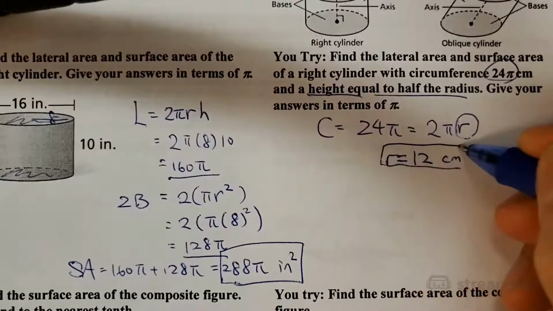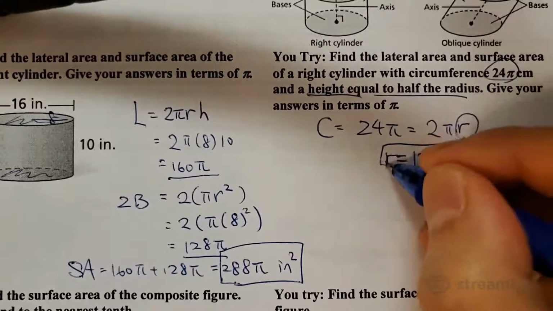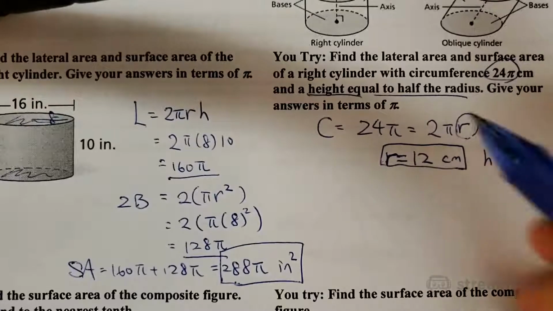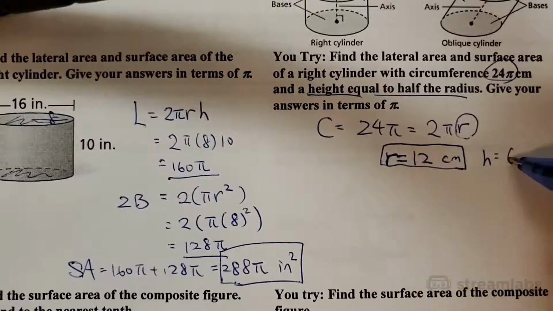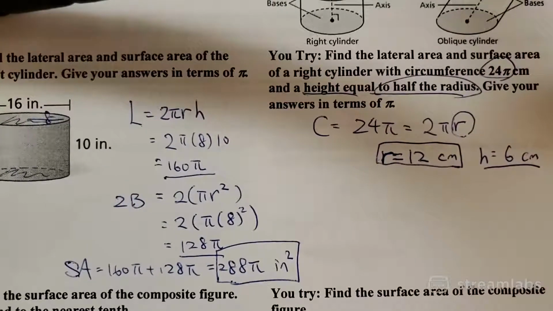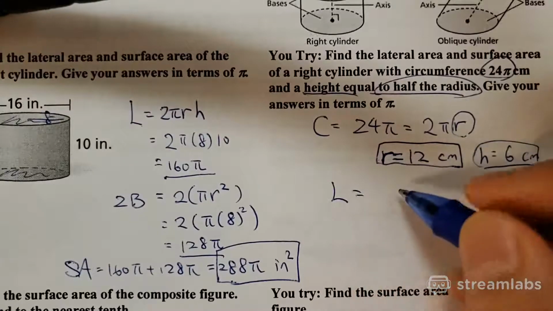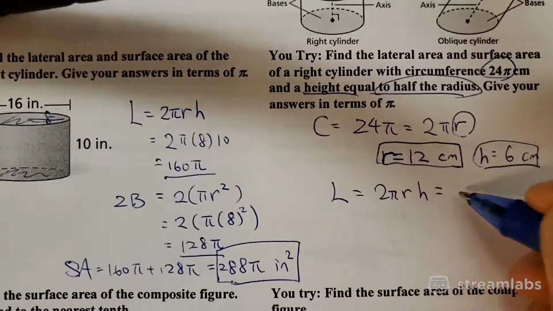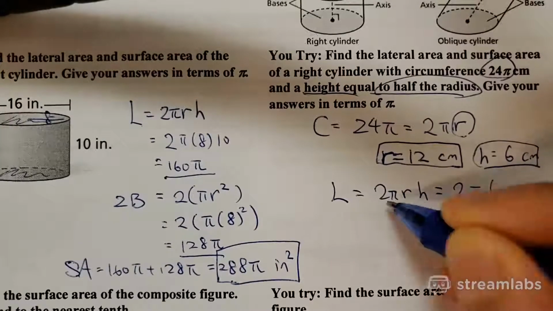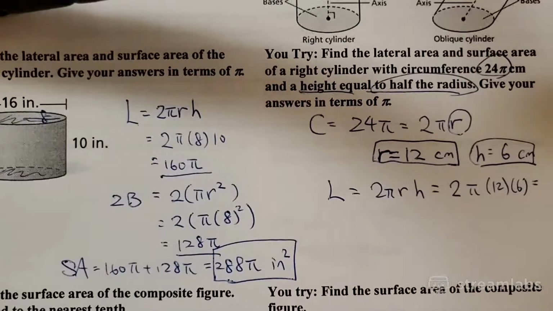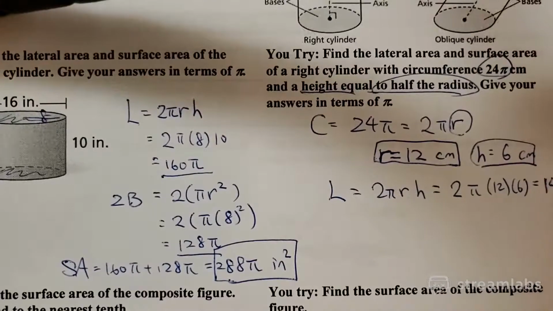So once you get the radius is 12 centimeters, then you do the rest of the problem. Your height is half the radius, so half of that is 6. Then lateral area is circumference times height, so 2 pi r h. So the lateral area is 144 pi.